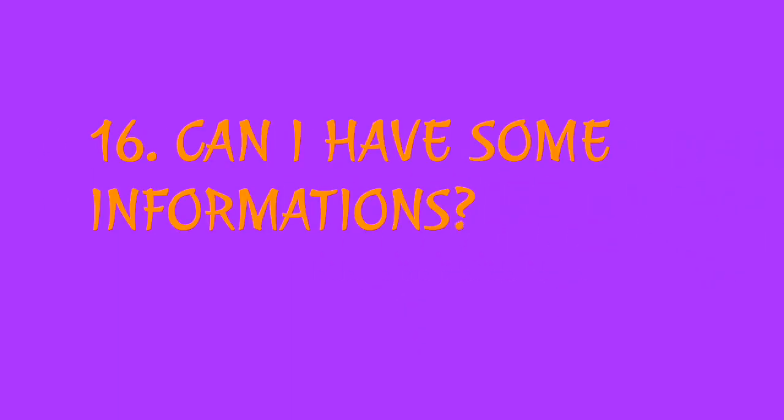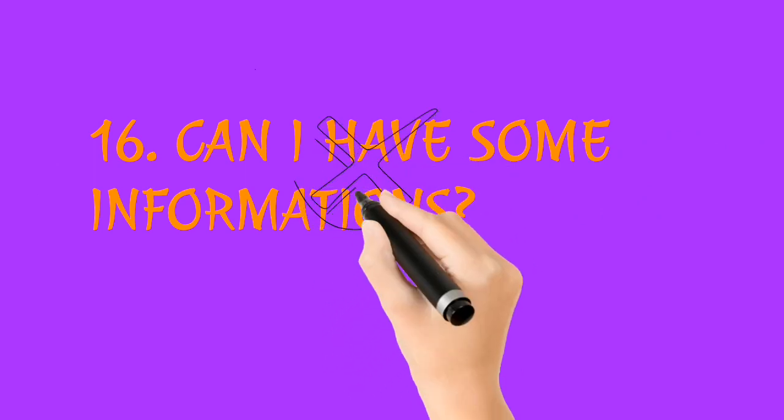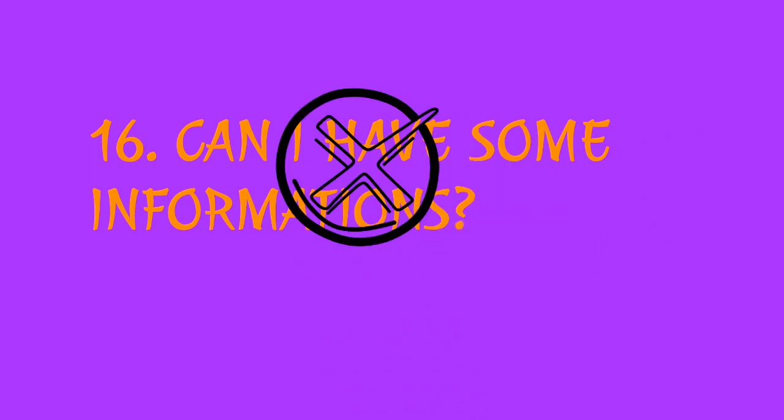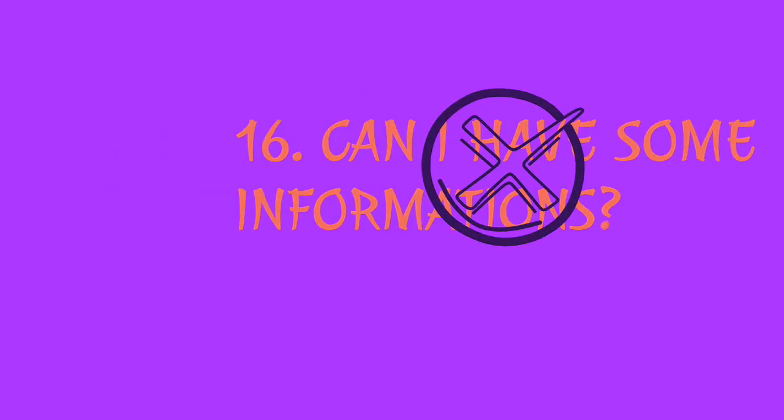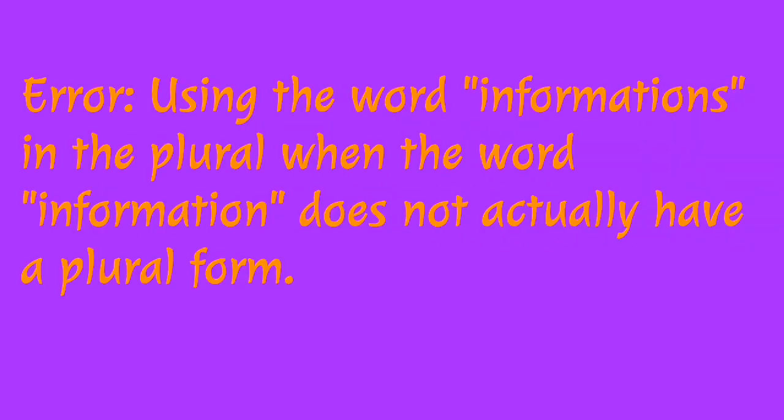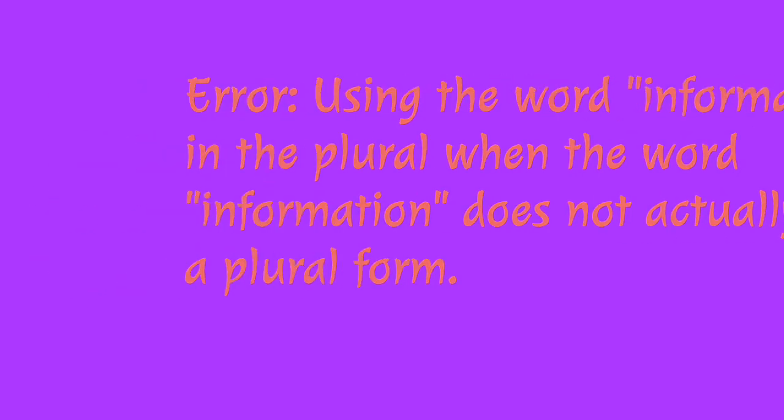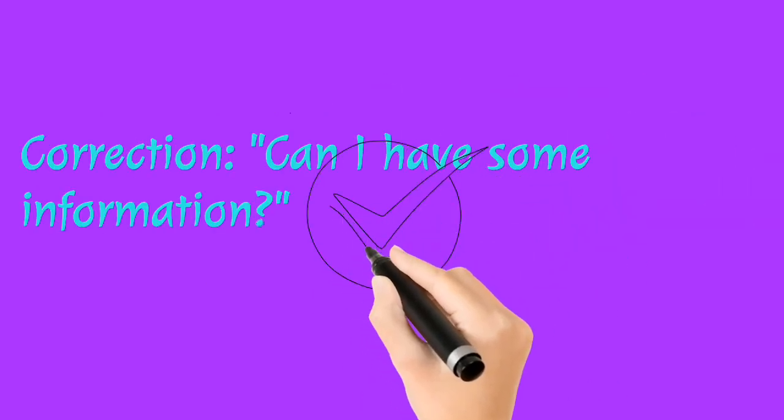Number 16. Can I have some informations? Let's see what's wrong with this sentence. Error found. Using the word informations in the plural when the word information does not actually have a plural form. So the correct answer is, can I have some information?